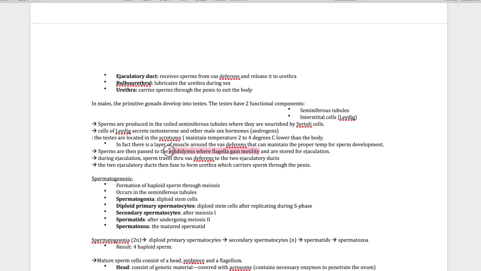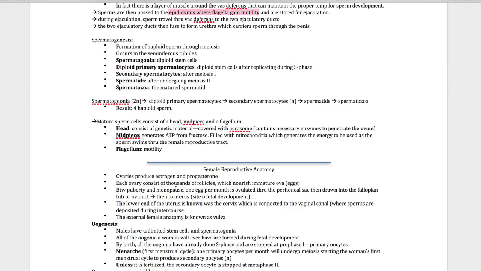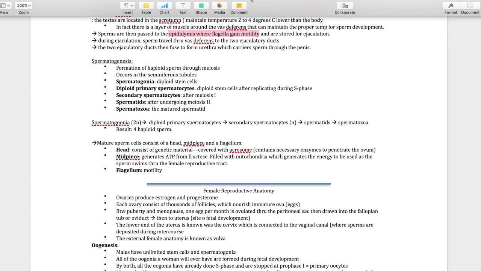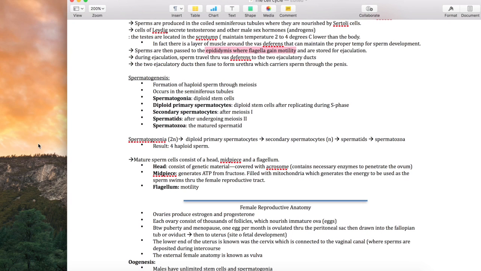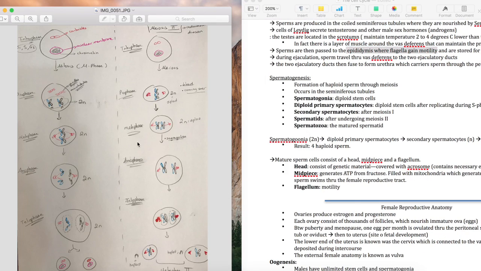Right, like I said, epididymis stores sperm for ejaculation, and the one thing I didn't talk about is that sperm gain motility in epididymis too. All right, this is very important, because you can just read it and start memorizing it, but I think it's good to be visual here, so I'm gonna pull out, there you go.